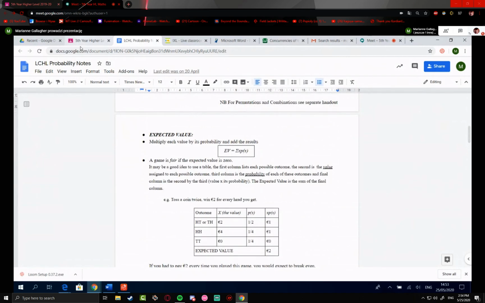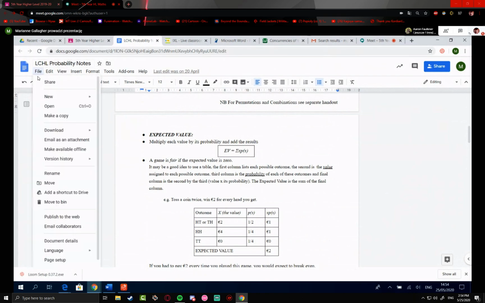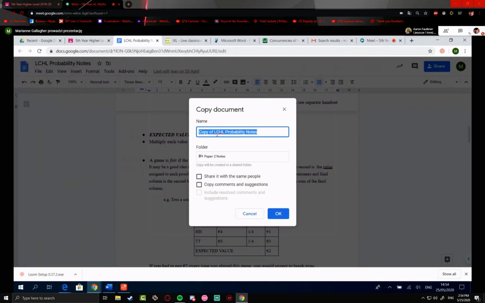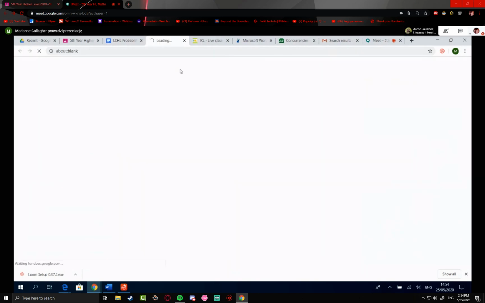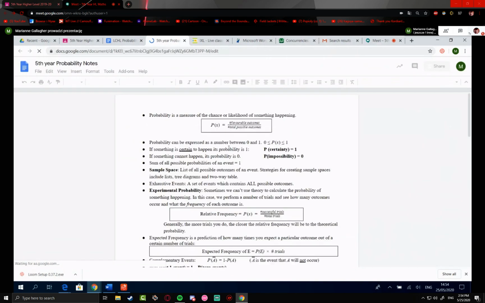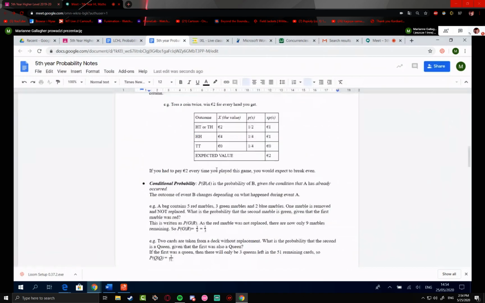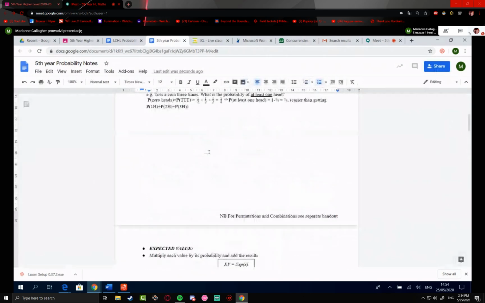Actually, I'll shorten these notes to fit your notes. Bear with me a sec. You don't need to know everything on this. So I'm going to delete expected value.